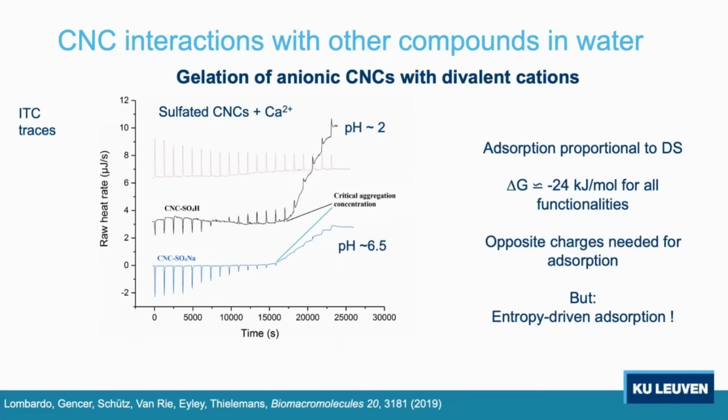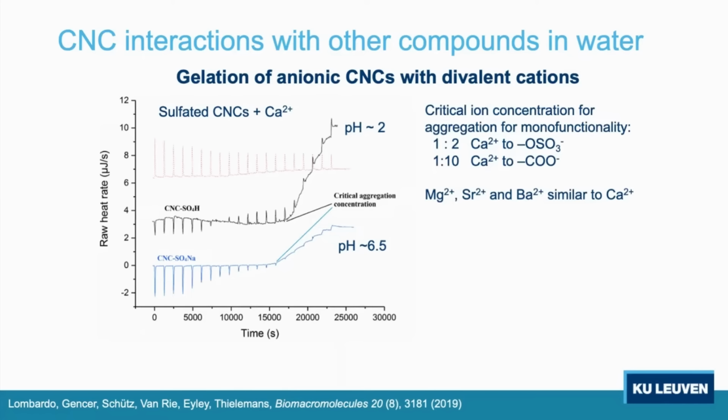If you do these measurements, your Gibbs free energy is again roughly around the 23 kilojoules per mole. So the absorption of divalent cations on charged groups of an opposite charge is again entropy driven. Quite surprising when you bring two things together.